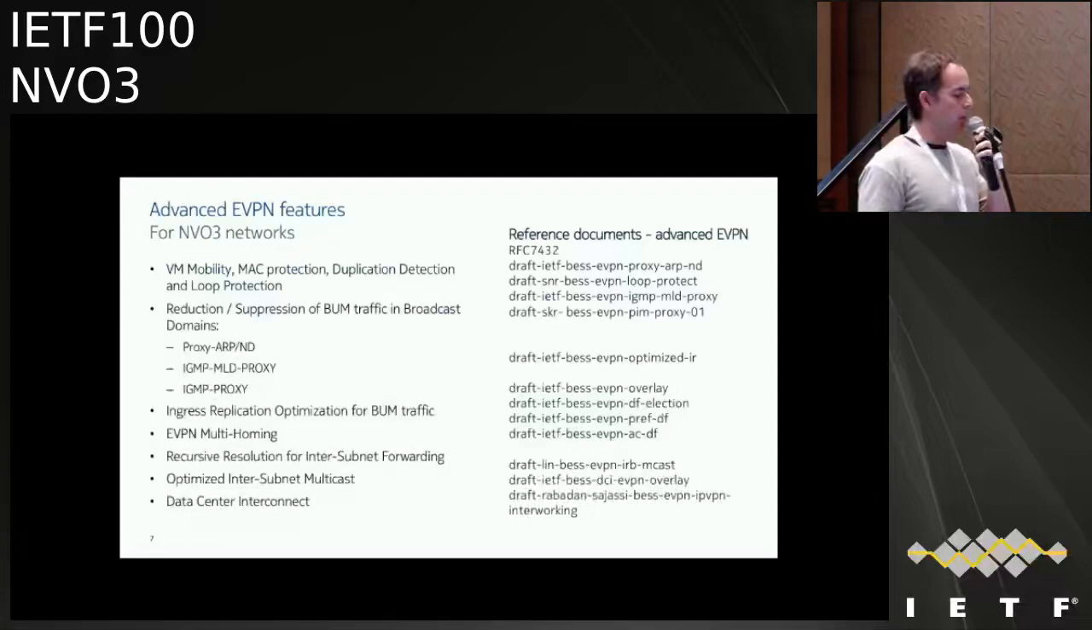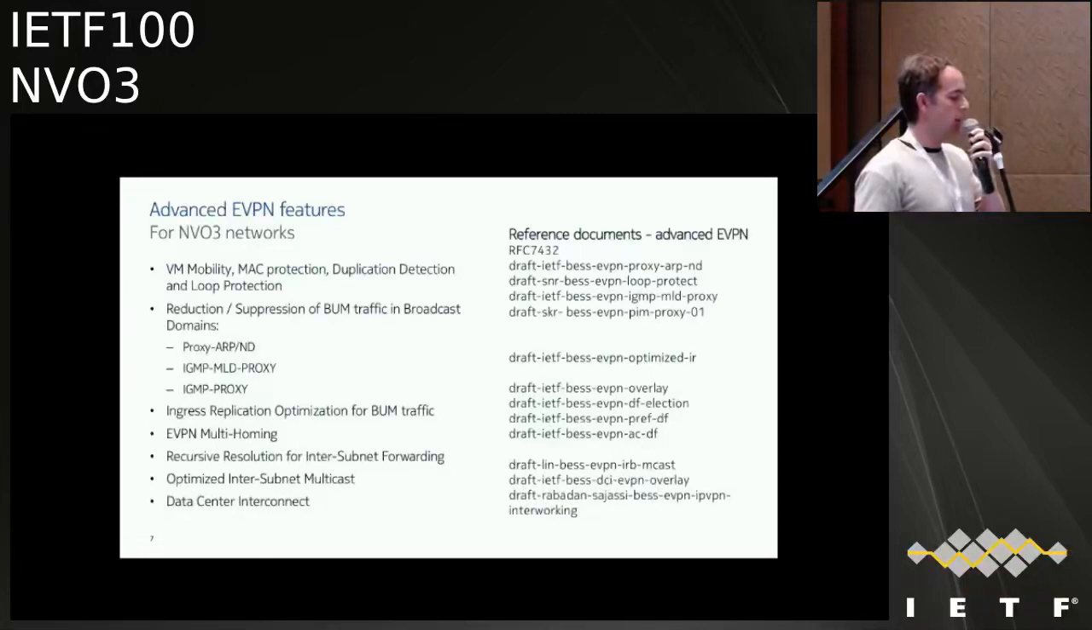And just to name a few, you have how to achieve VM mobility or MAC protection or duplicate detection or loop protection with EVPN, and the corresponding drafts in the BESS working group. You can also do smart things with the bump traffic, especially the VM originated control plane bump traffic, like how to reduce or even suppress things like ARP flooding for neighbor discovery or IGMP messages or even PIM messages. And there are separate draft documents for that in the BESS working group.